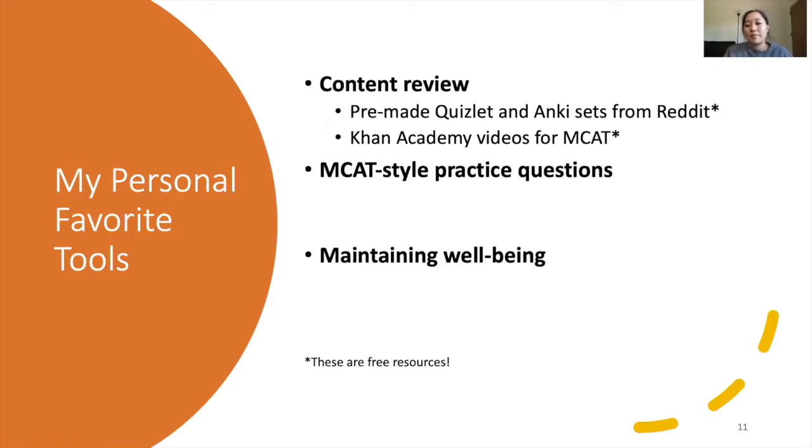And also for psychology and sociology, when I was learning a lot of new terms and abstract concepts, it really helped me to just listen to someone talk about it in depth rather than just reading definitions from a normal prep book. And I think what's great is that these are all completely free. I think that's kind of insane, honestly. But yeah, next is MCAT style practice questions.